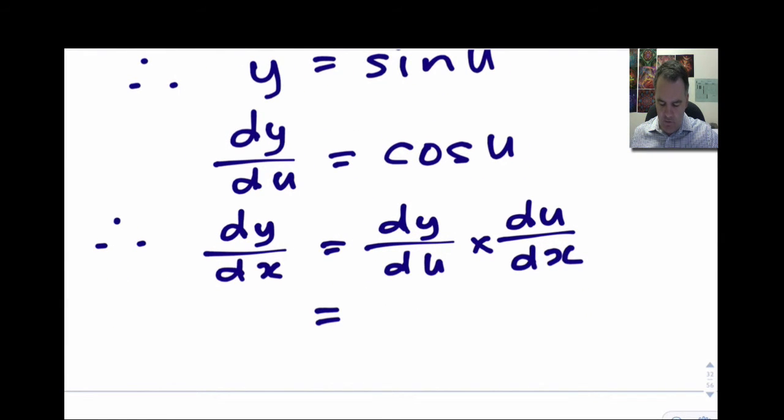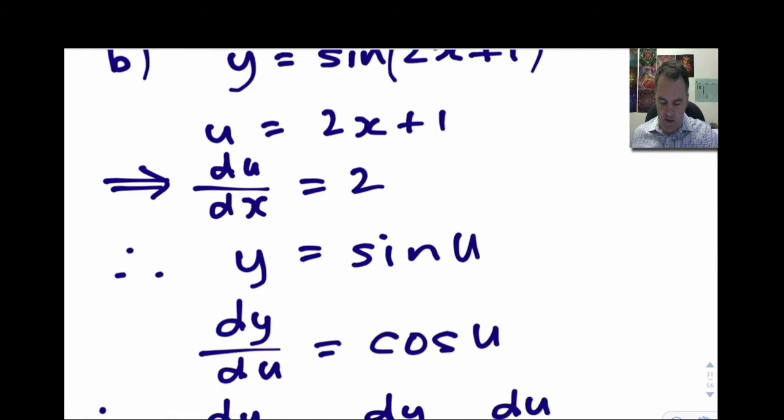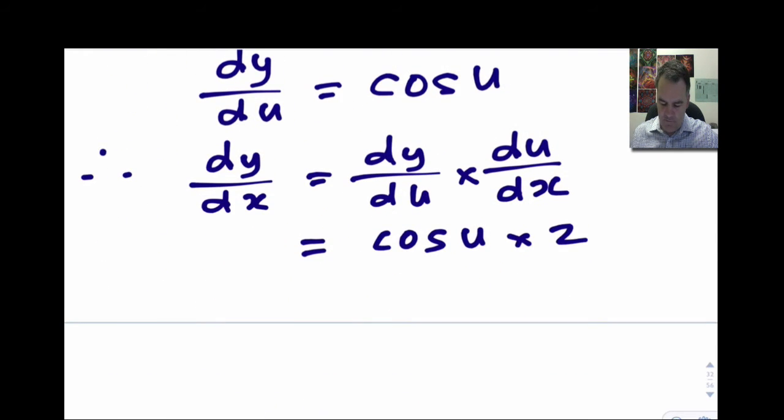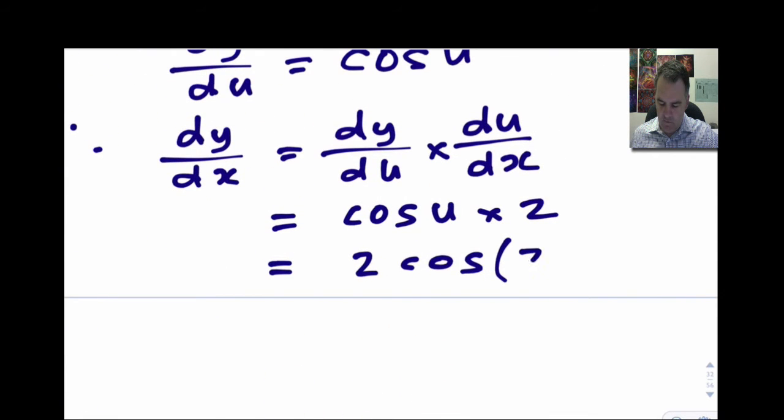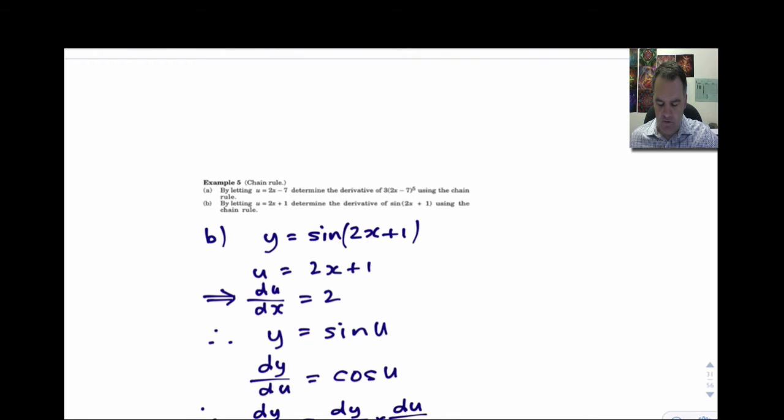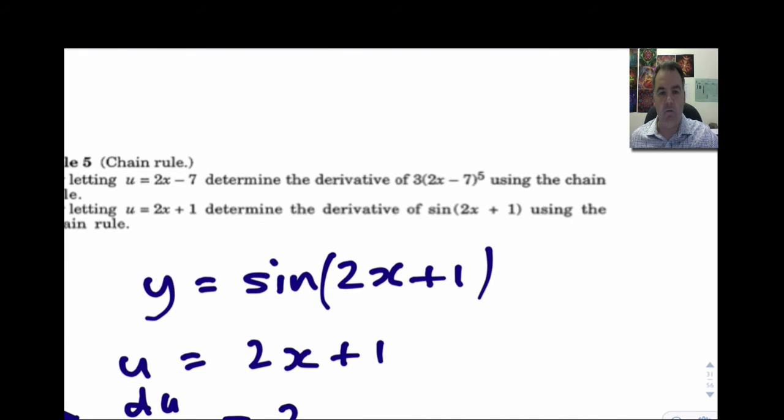So dy du is cos of u, and du dx was 2. So I can just write that as 2 times cos of u, and we know u is 2x plus 1. Done. So there's the derivative in terms of x. The shorthand here is just, like I said, for sine of 2x plus 1, the derivative of sine of a function of x is cos of that function of x times the derivative inside it.